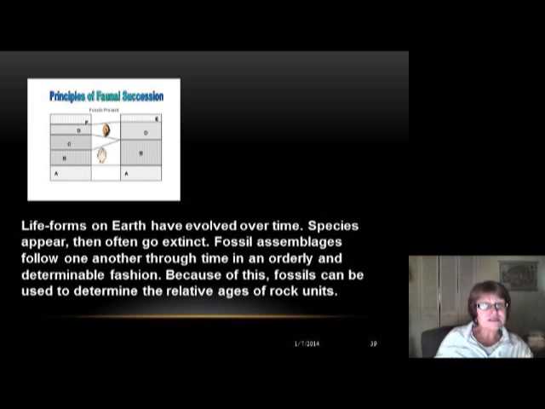So you have to understand for this class that evolution is a one-way street. The species only occur at one certain time in Earth history, and they will never come back. So therefore, we can define the relative ages of rock units by them. So these are the 8 principles, and you will have to know them without question.